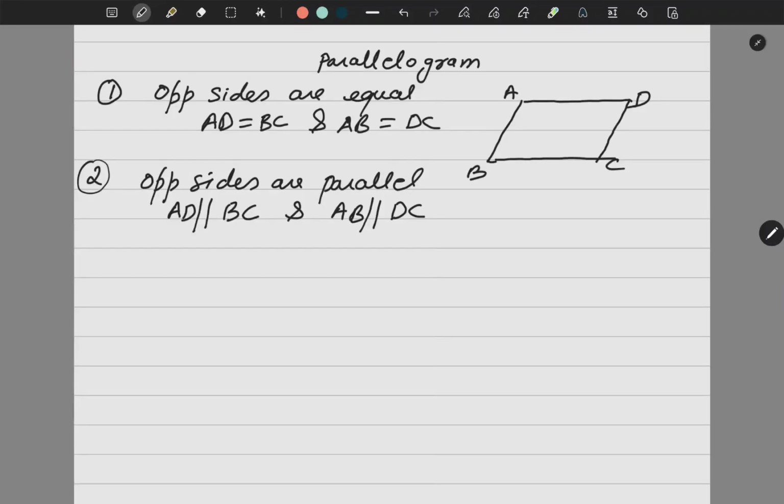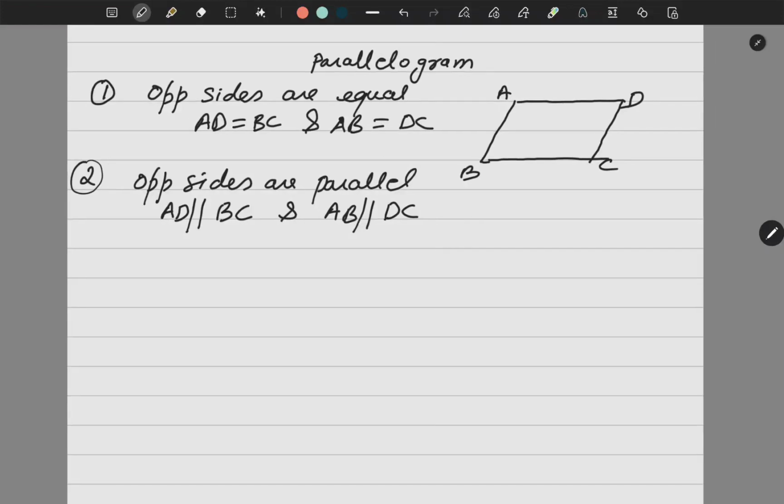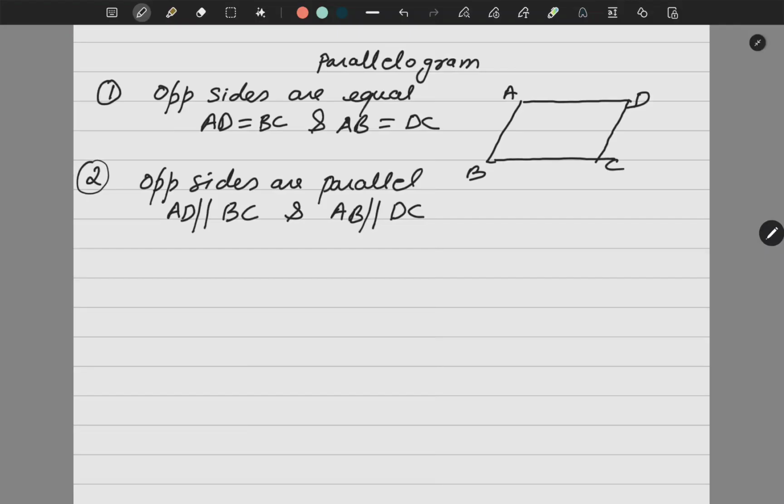Now when I talk about parallel lines, we know the properties of parallel lines. If you look at this figure ABCD, if AD and BC are the parallel lines, then AB is working as a transversal. So if I have parallel lines, I know that this angle plus this angle should be equal to 180. Right? So I can say that in a parallelogram, adjacent angles are supplementary.